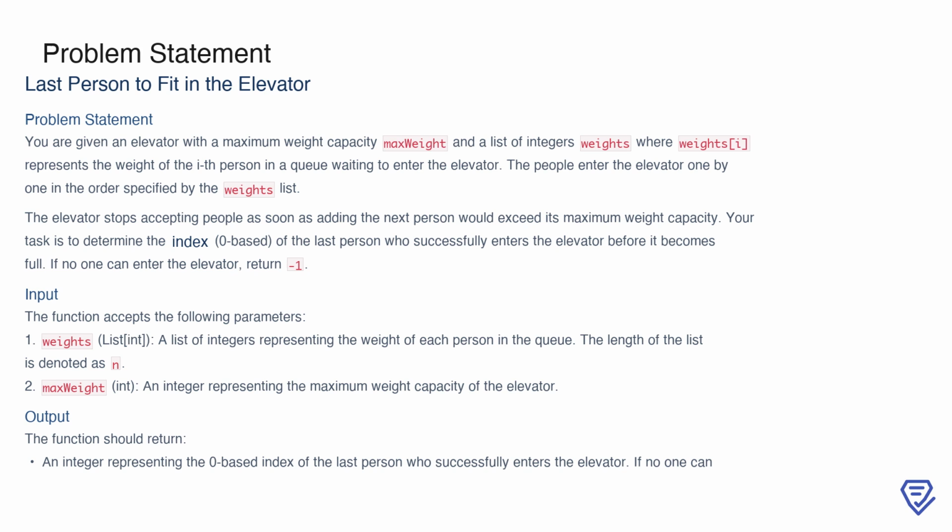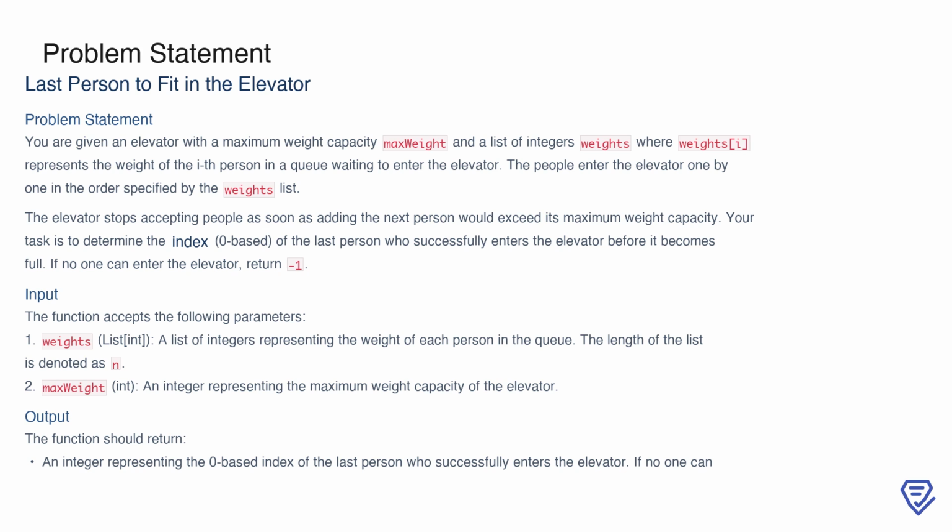The goal is to determine the zero-based index of the last person who successfully enters the elevator before it becomes full. If no one is able to enter the elevator, due to their individual weights exceeding the capacity, we should return -1 as the result.